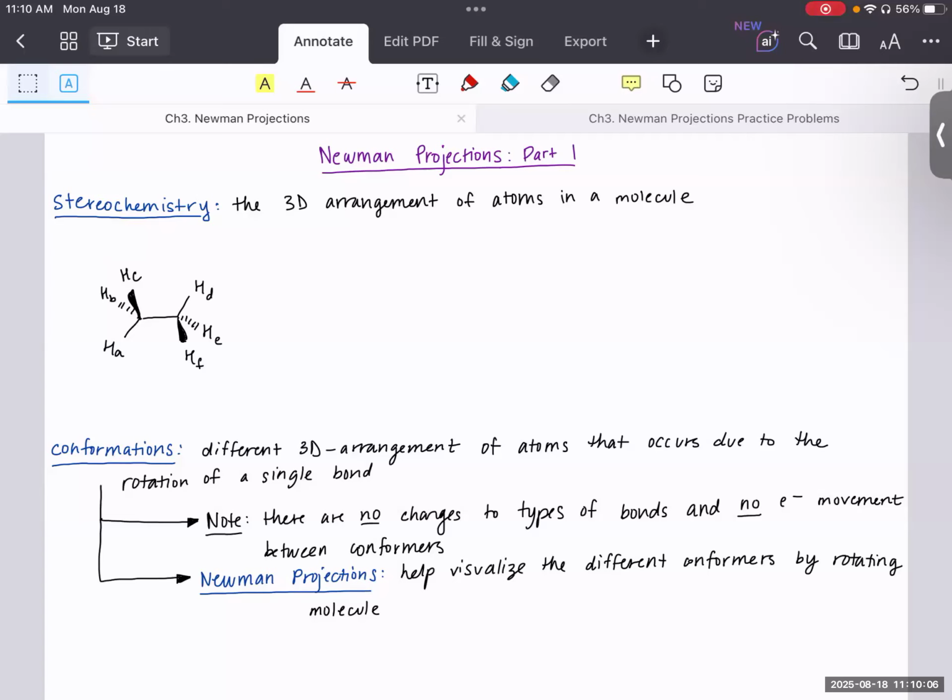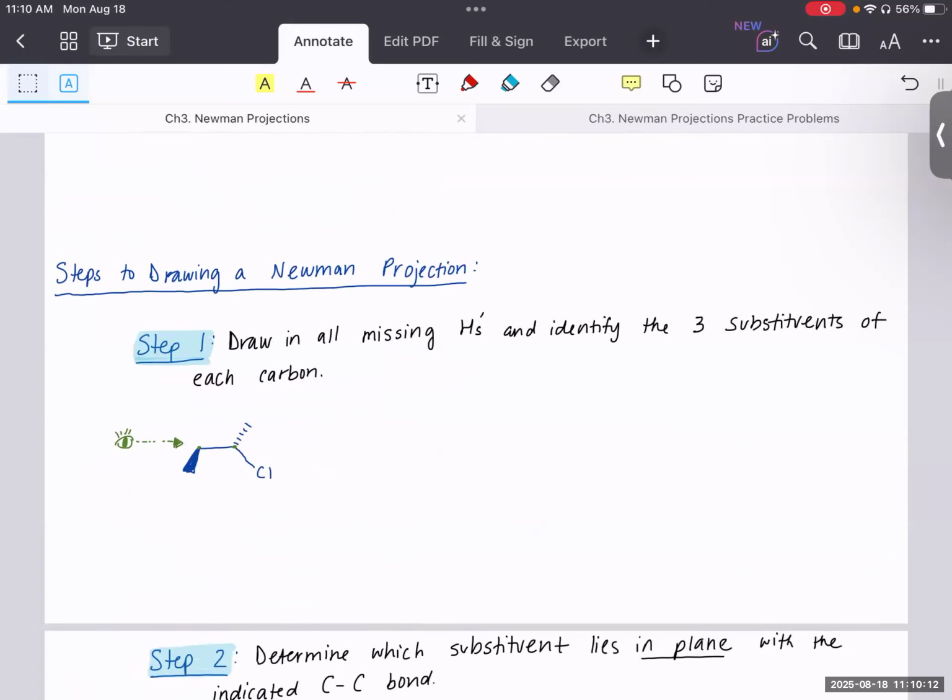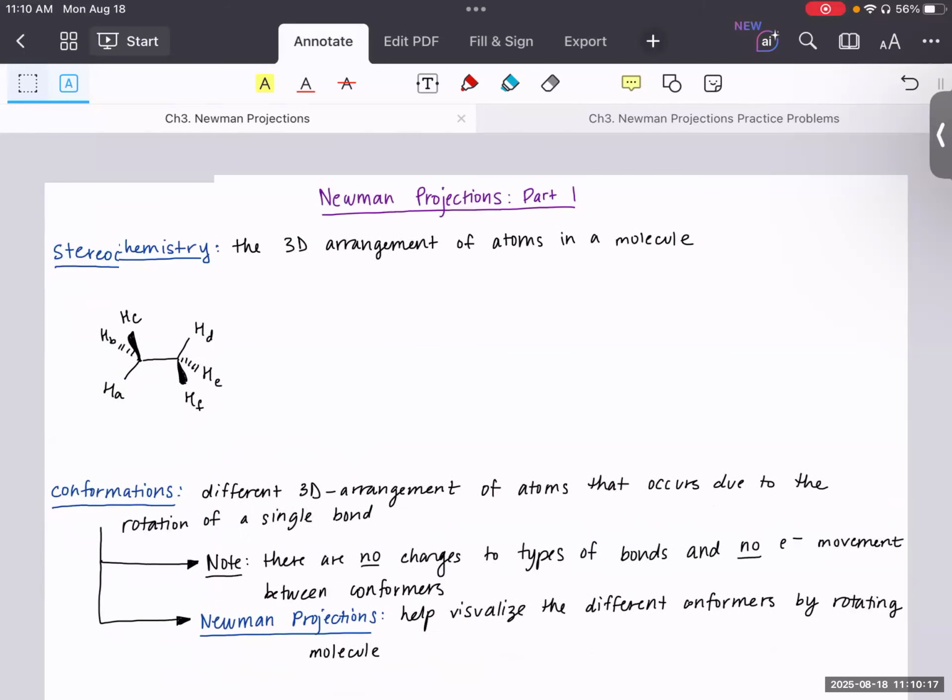So this is part one of Newman projections. The first part of this video will go through what Newman projections are, what they represent, and then the second part will actually go through the specific steps they would use to draw a Newman projection given a skeletal structure.